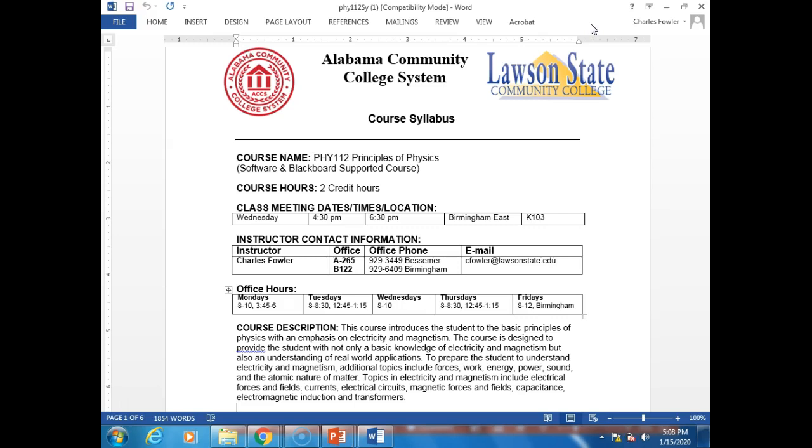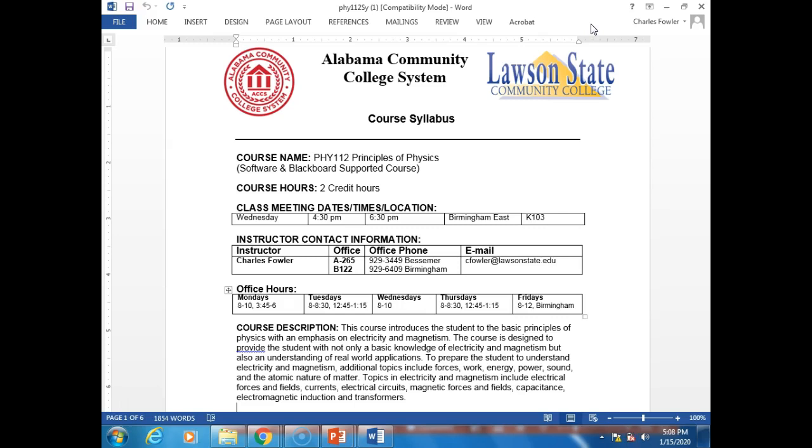So here's the course description. Now, I didn't make this up. No one did except the committee that decided to run this course for the DMS folks. Here's what they say. This course introduces the student to the basic principles of physics. That's why they named the course Principles of Physics, okay, with an emphasis on electricity and magnetism. The course is designed to provide the student with not only a basic knowledge of electricity and magnetism, but also an understanding of real-world applications. Okay? That's why the book is Applied Physics, Applications.